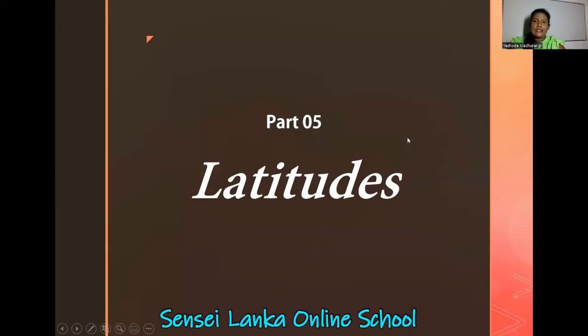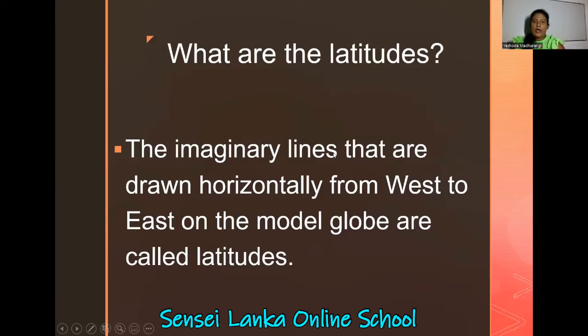The topic is latitudes. We are learning the latitudes. What is the Sinhala word for that? In Sinhala we say Akshansha. That is the lesson we are going to learn now. So what are the latitudes? Today we are going to learn what the latitudes are. Maybe this word is new for you.